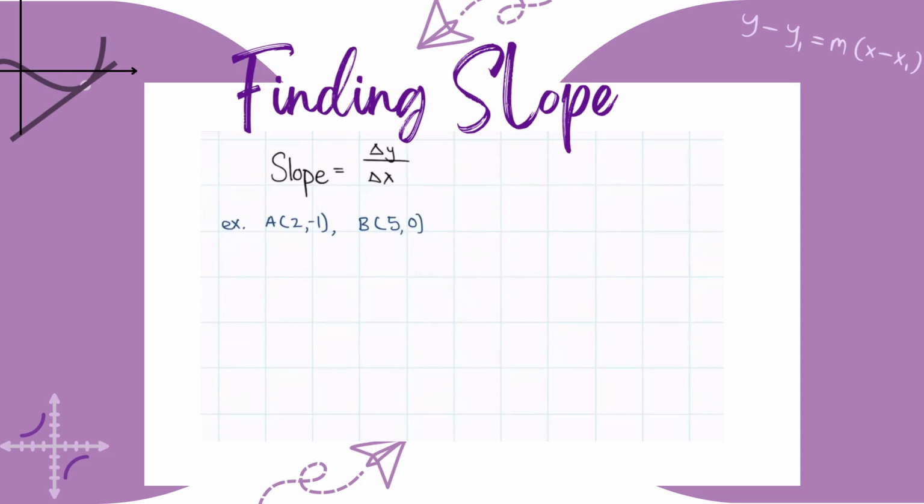Delta y over delta x. So would that be both of the y values over the x values? Yep. Delta y just means change in y. Delta means change in. Oh, so you subtract them. Yes. So it would be y2 minus y1 over x2 minus x1.